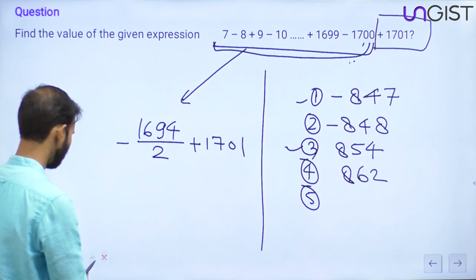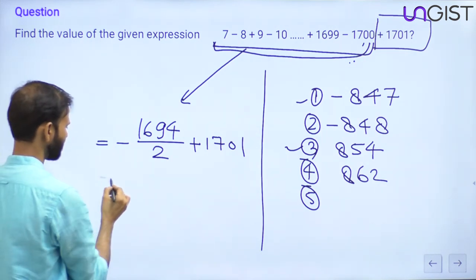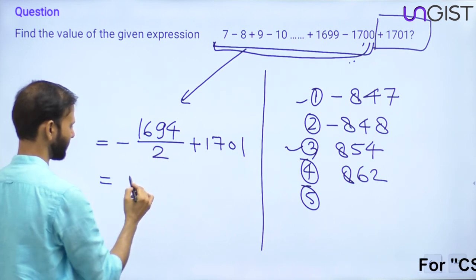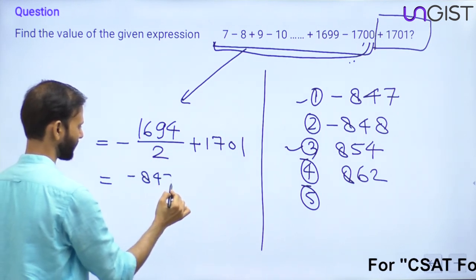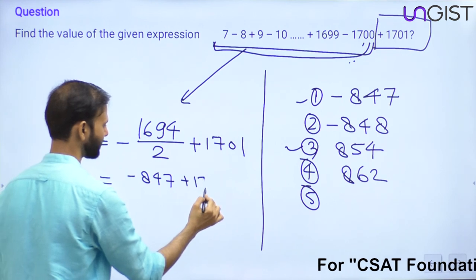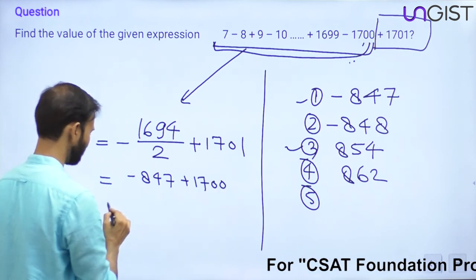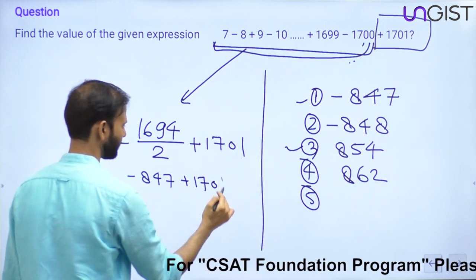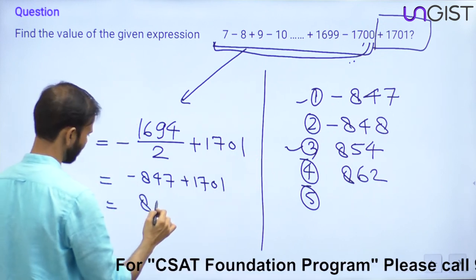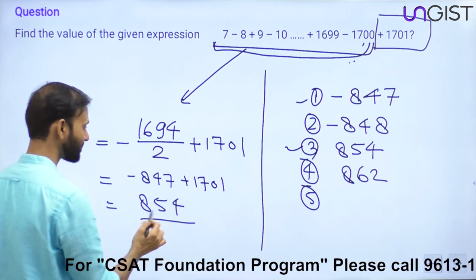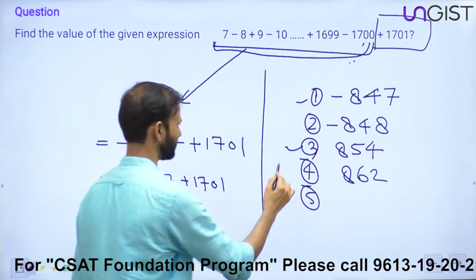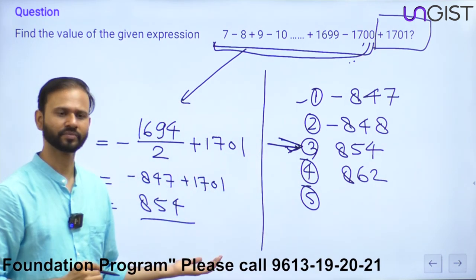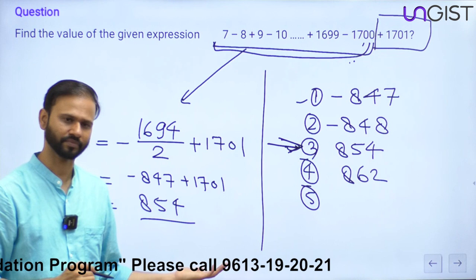So here, let me do the calculation. 16 by 2 is 8, 94 by 2 is 47. So this is 847, right? And plus 1701. Oh sorry, 1701, I'm sorry. So this is 854, yeah, correct. 854 is the right answer, and positive 854. The third option is the correct choice, everybody.